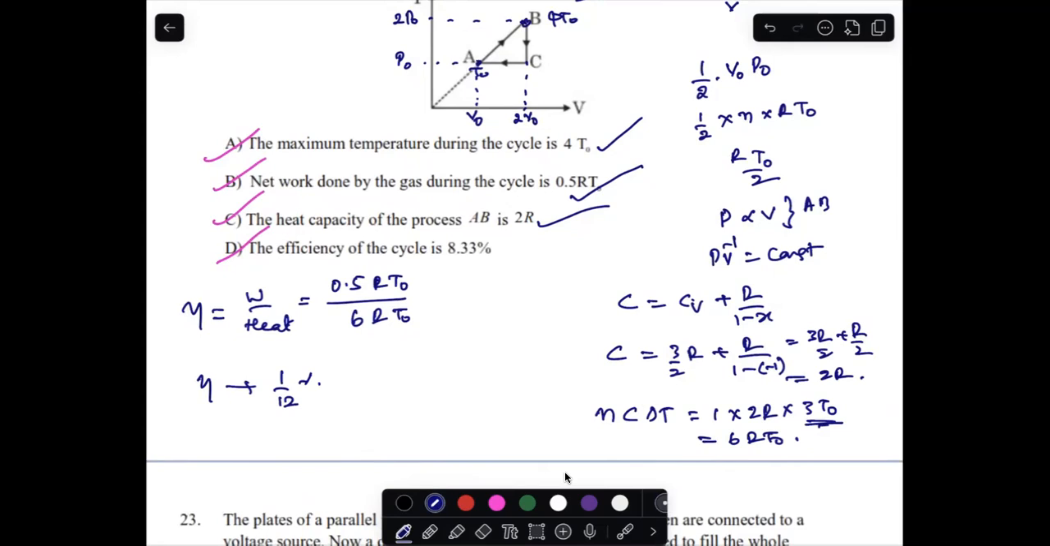Molar specific heat of the process AB is 2R. What is the formula for N C delta T? That's how I got 3T naught.